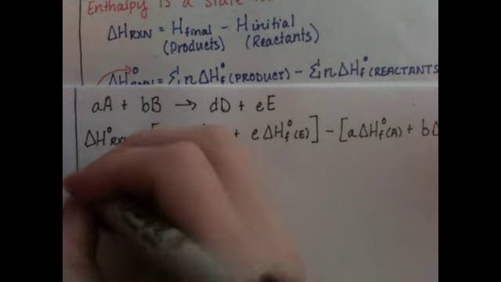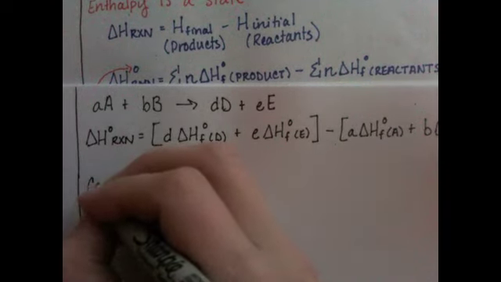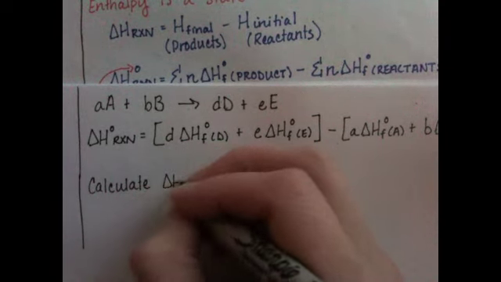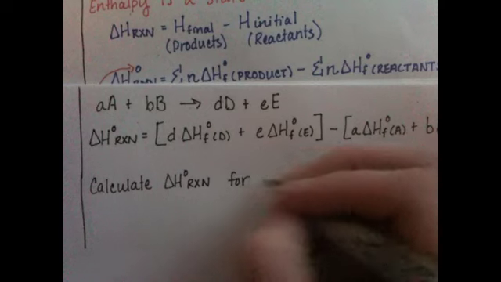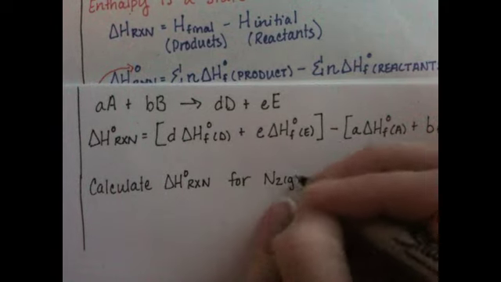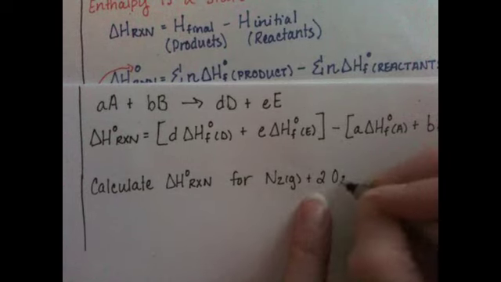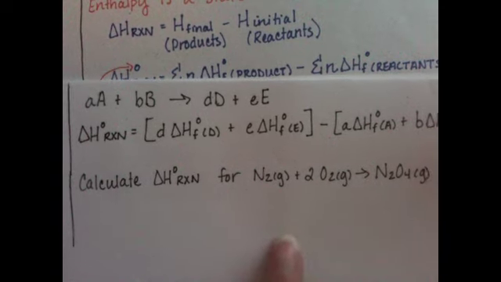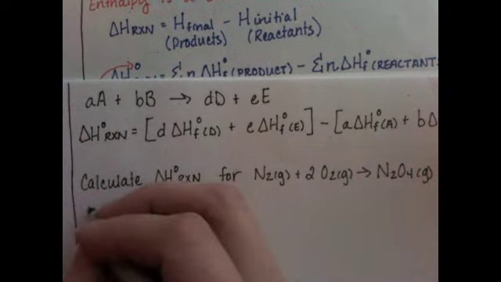Okay, here's an example of calculating delta H of reaction. We are going to calculate the standard delta H of reaction for N2 gas reacting with 2 molecules of O2 gas to produce N2O4 gas. And we're going to do this using this really straightforward equation here. We're going to write it out.